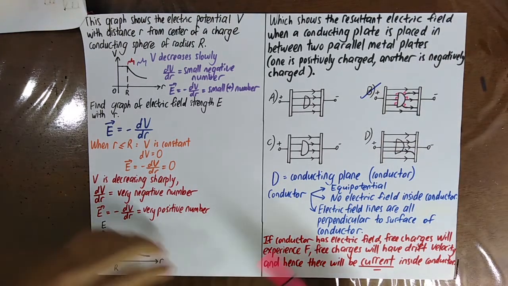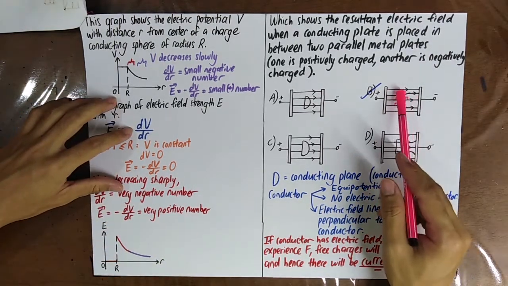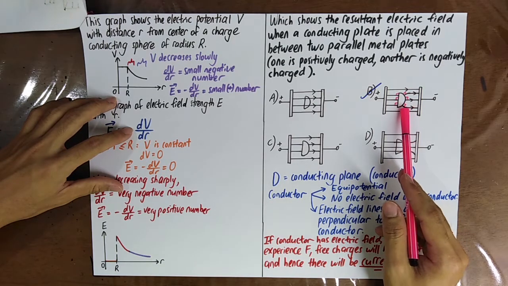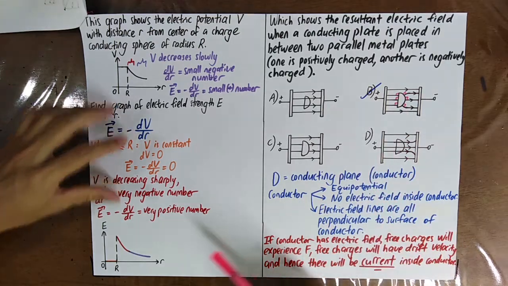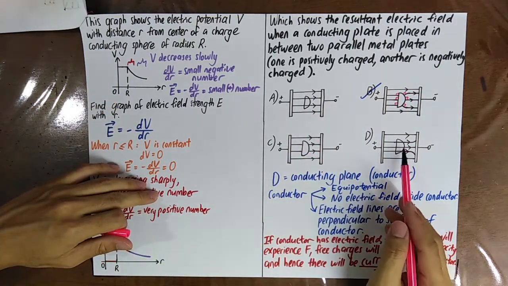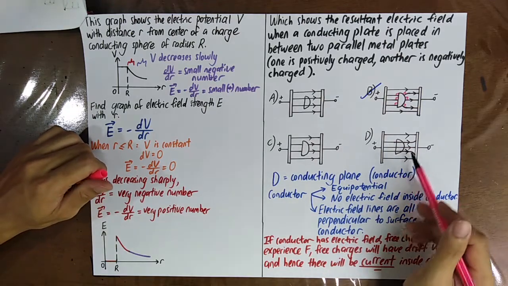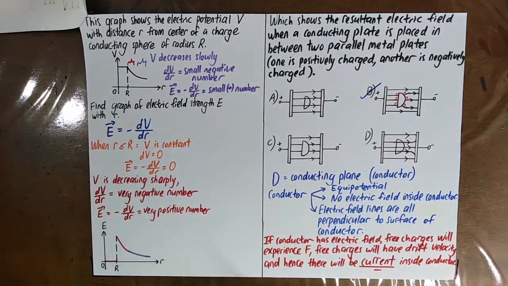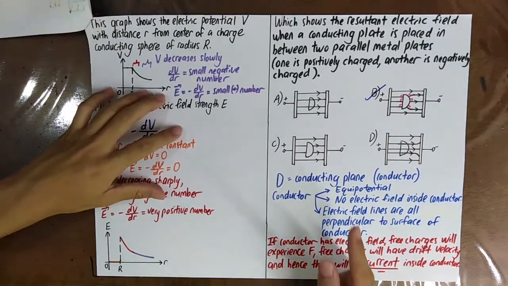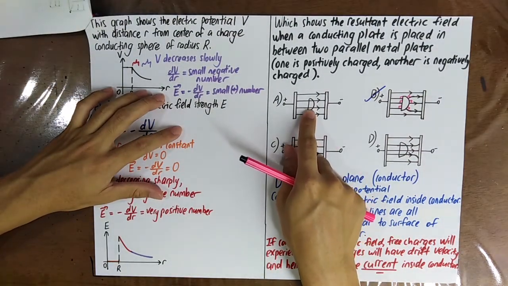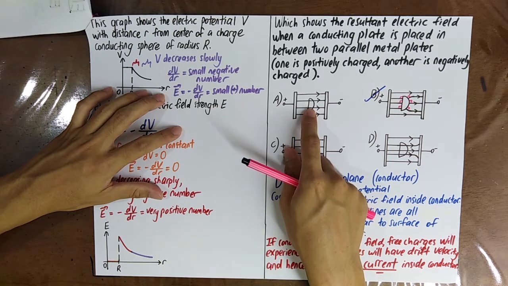And then you have to remember that inside a conductor, the conductor is an equipotential body, so there is no electric field inside the conductor. So this one is wrong. This one is also wrong because there should not be any electric field inside the conductor. Okay? You have to remember that if there is really electric field inside the conductor, then what will happen? The free electrons in the conductor will be accelerated, so there will be some current in the conductor.